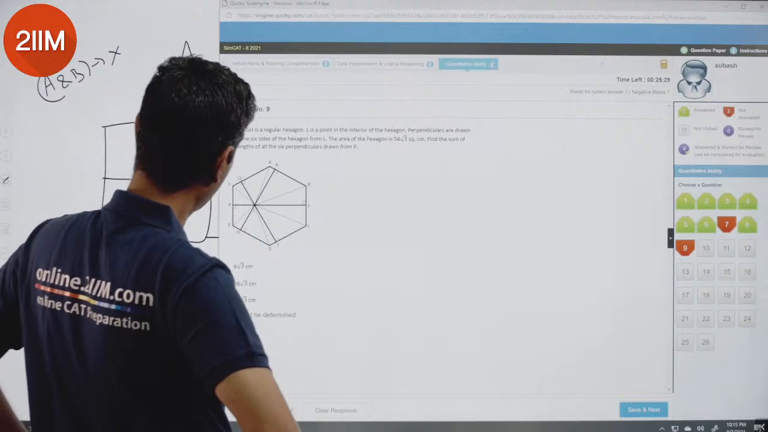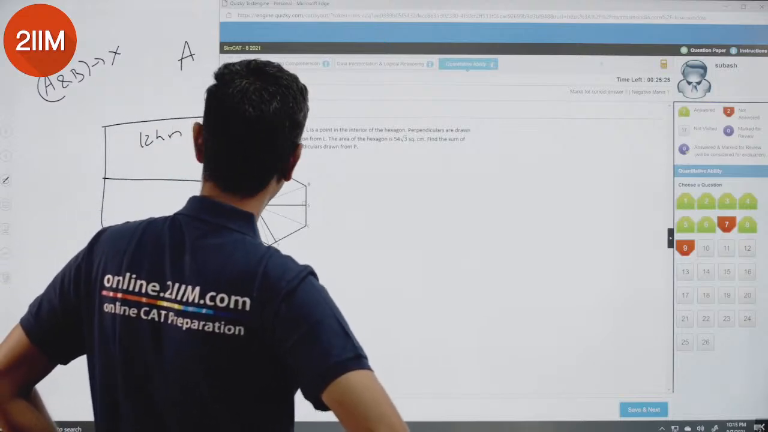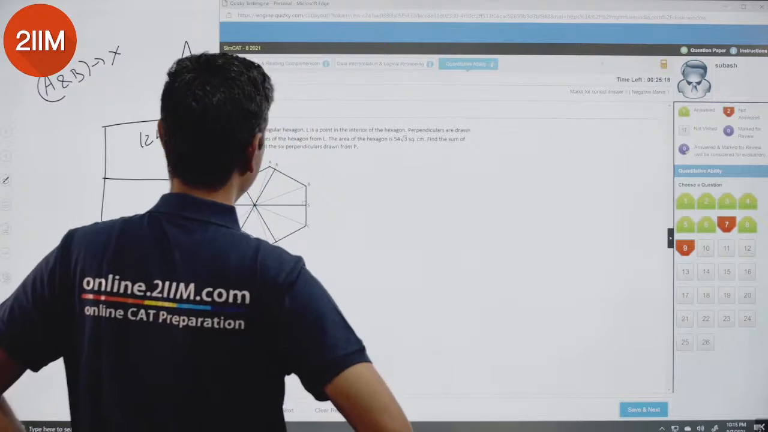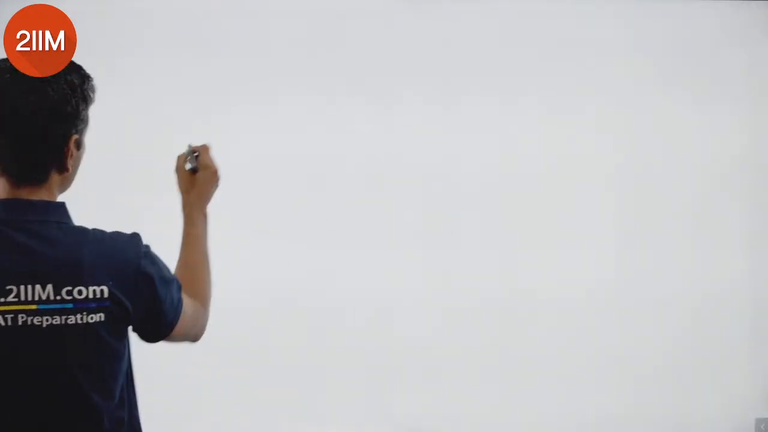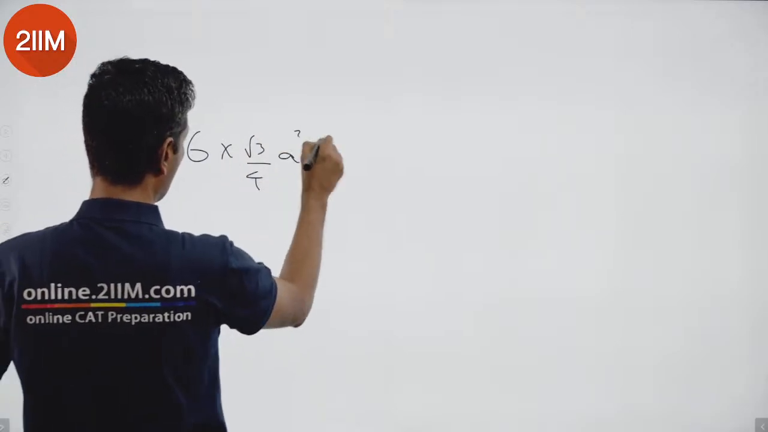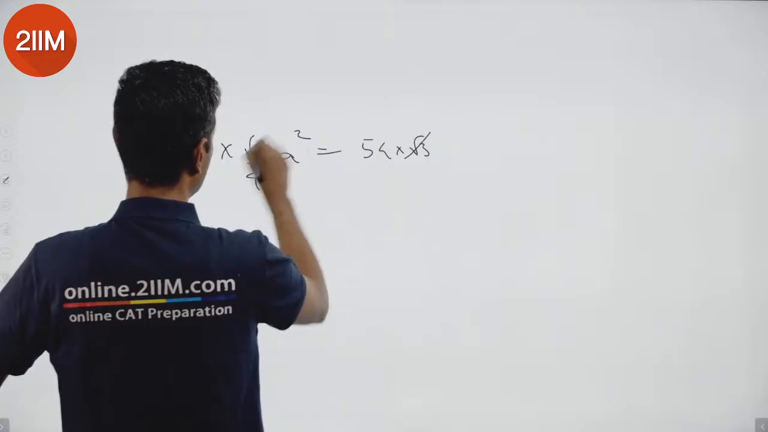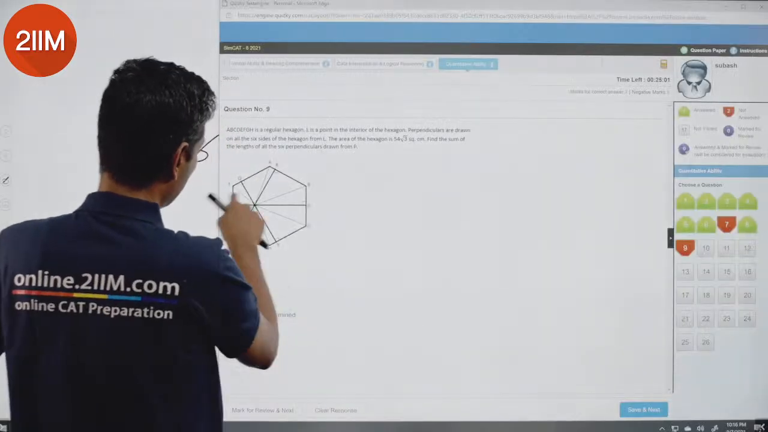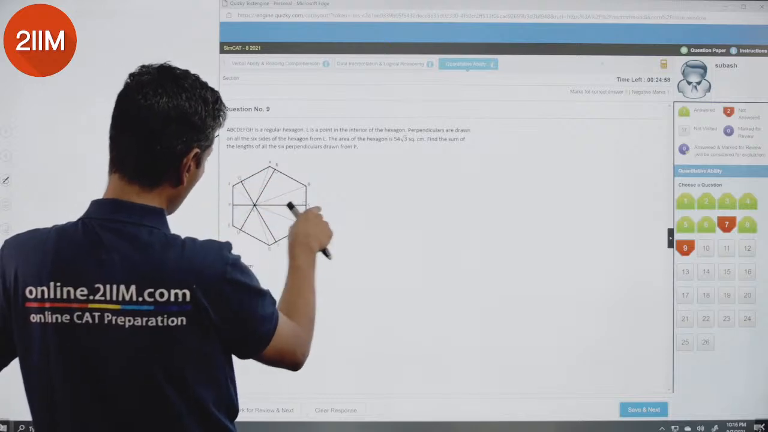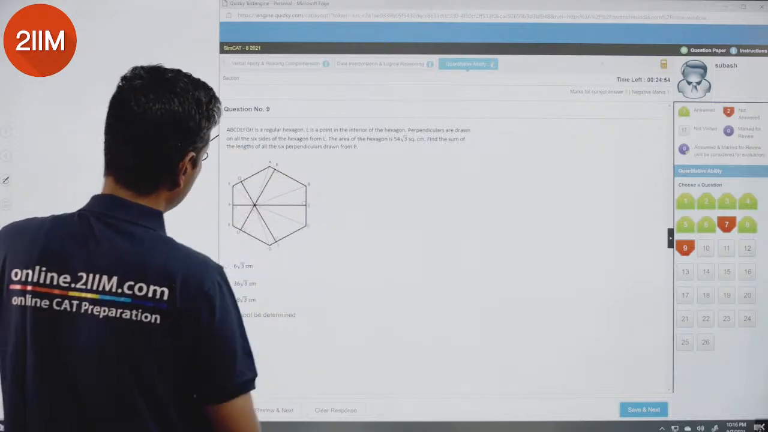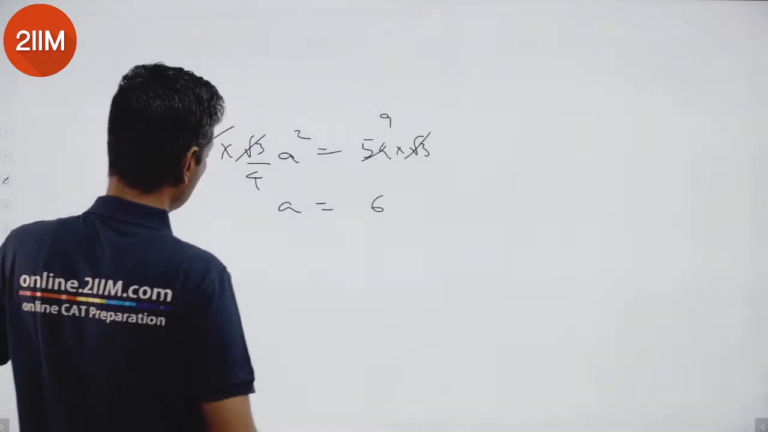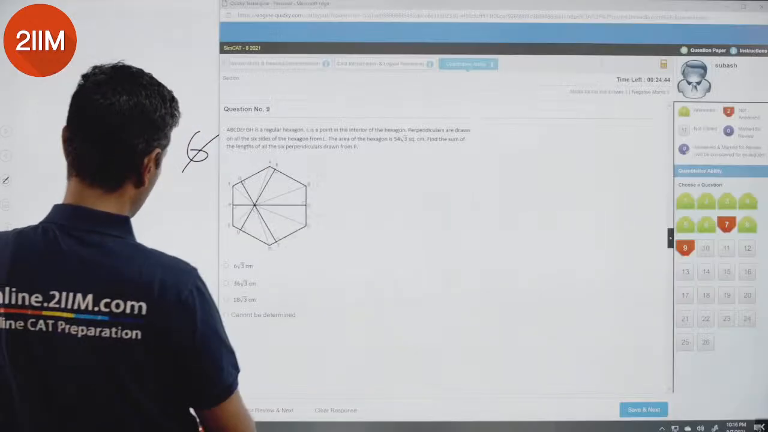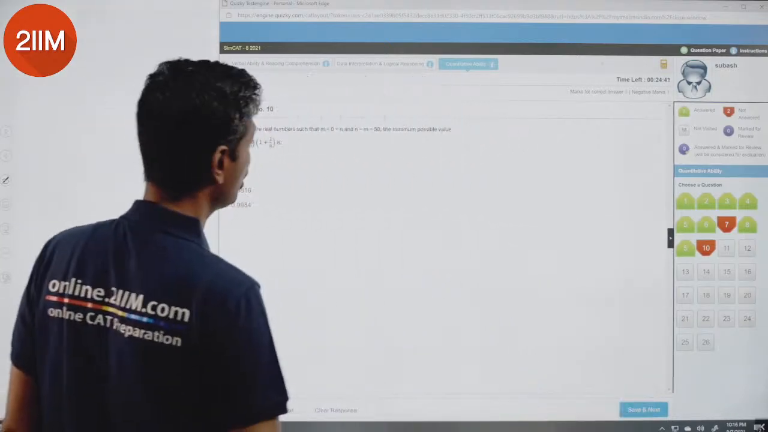A, B, C, D, E, F, G, H is a regular hexagon. L is a point in the interior of the hexagon. Perpendiculars are drawn from L to all the 6 sides of the hexagon. The area of this hexagon is 54 root 3, and sum of all 6 perpendiculars. 54 root 3 is 6 times root 3 by 4 a square. Root 3 gets knocked off. This is 9, a is 6. These two altitudes add up to root 3, these two add up to root 3, these two add up to root 3. Root 3 plus root 3 plus root 3a, 3 root 3a, 3 root 3 into 6, 18 root 3. Nice, that works. I'm still doing slowly, so I need to amp up the speed.